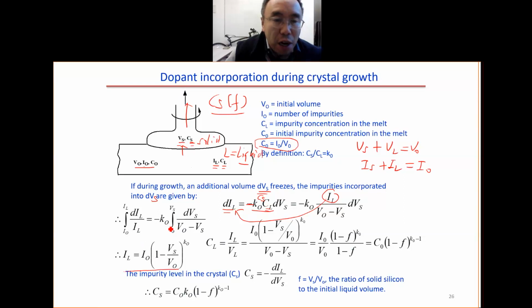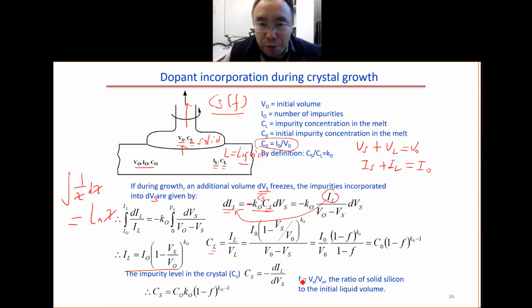This is not hard. We know that the integral of 1 over x dx equals log, right? So we get this formula here. We get IL as a function of the volume ratio solidified. So C equals I divided by the volume. You put this in, and you get this number divided by the volume of the liquid.